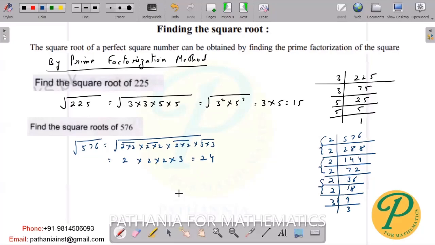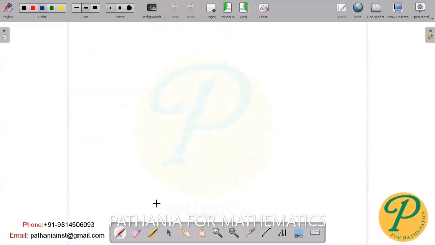factorization. The next method is known by the name of the division method. The second method is called the division method. In the division method, to find the square root of a natural number, here is a stepwise procedure.